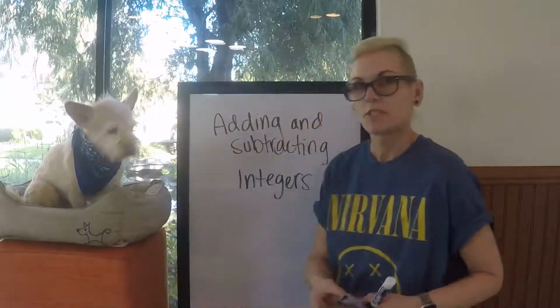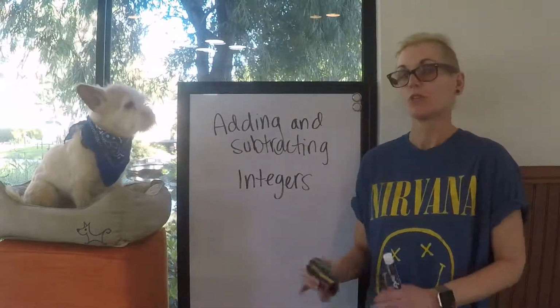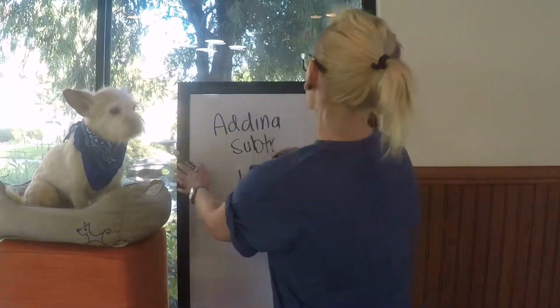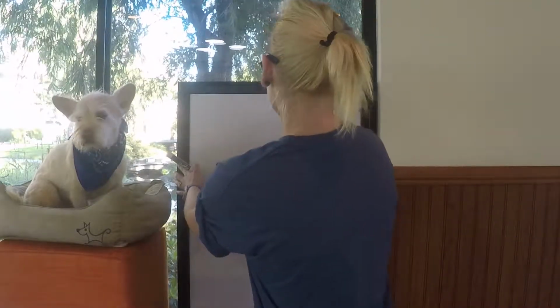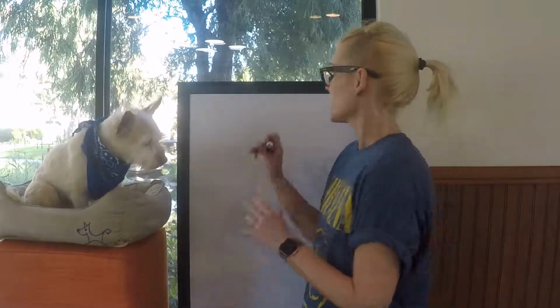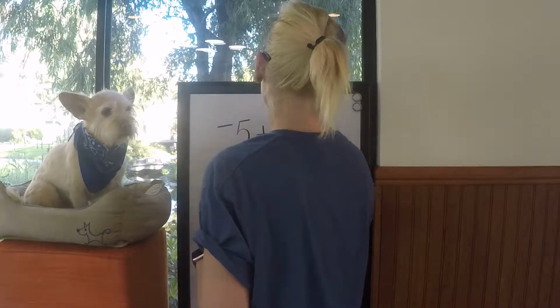It's really important you keep your rules separate. Adding and subtracting integers, totally separate rules from multiplying and dividing. So the first thing we're going to talk about is what it looks like when you see problems with adding and subtracting. You're going to see things like -5 plus a -3.